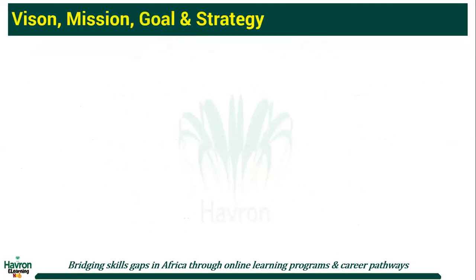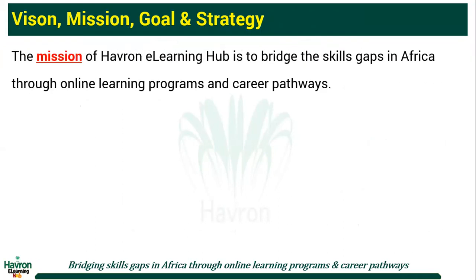Now, Havron e-learning hub is an organization with vision, mission, goals, and strategies. Our mission is to bridge the skills gaps in Africa through online learning programs. And we have been doing this over the years, creating access to high quality programs. We partner with several other universities outside Nigeria, and there are other plans on the way which will unfold to our network.